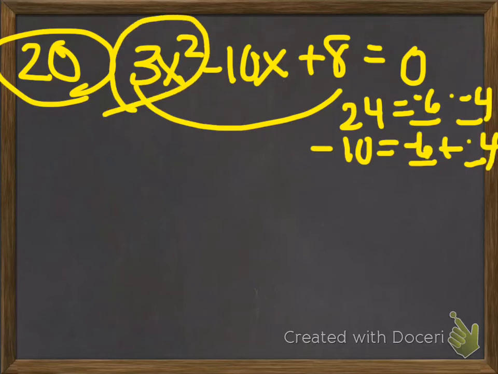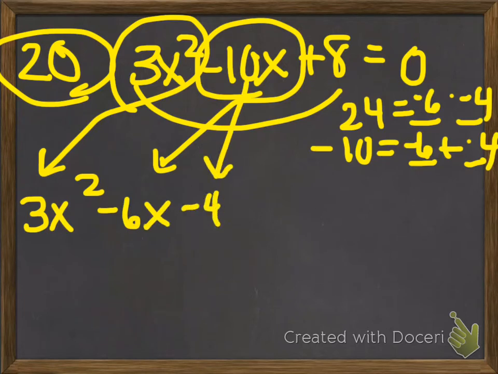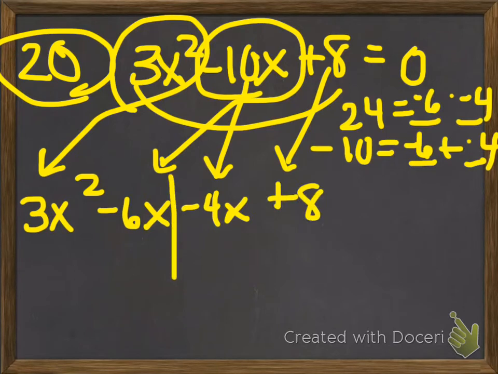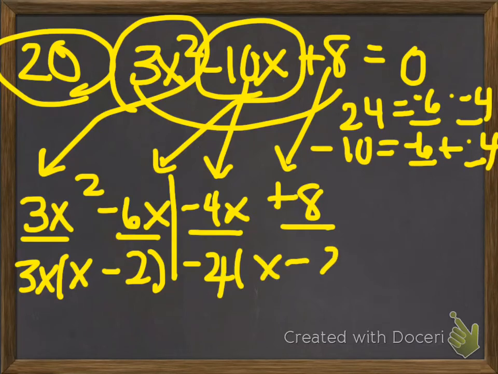I then rewrite everything. 3x squared, negative 10x is broken up into negative 6x minus 4x, and then plus 8. I factor by grouping. 3x squared and negative 6x have a 3x in common. I'm left with x minus 2. Negative 4x and 8 have a negative 4 in common, leaving x minus 2.